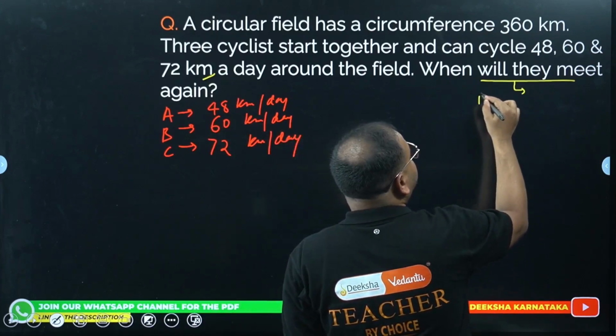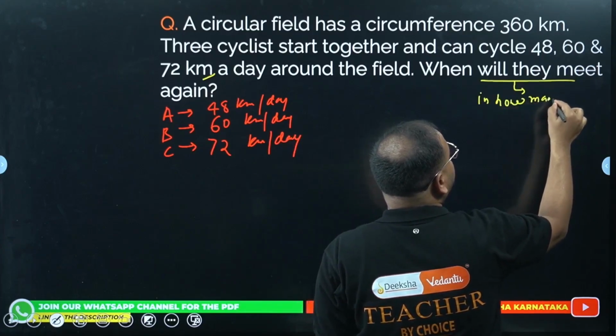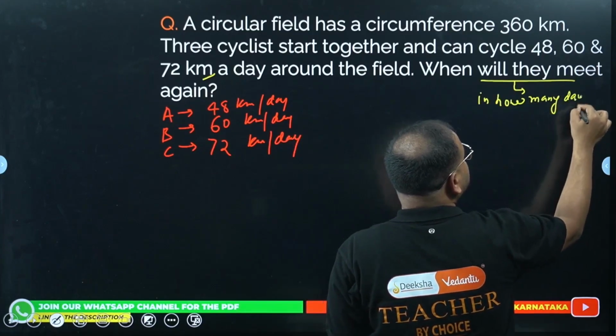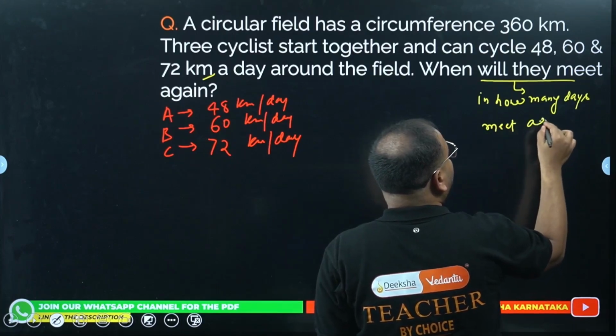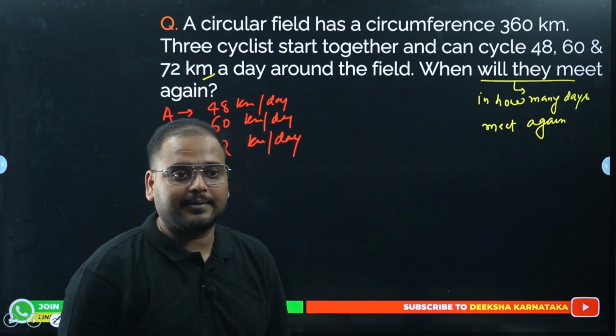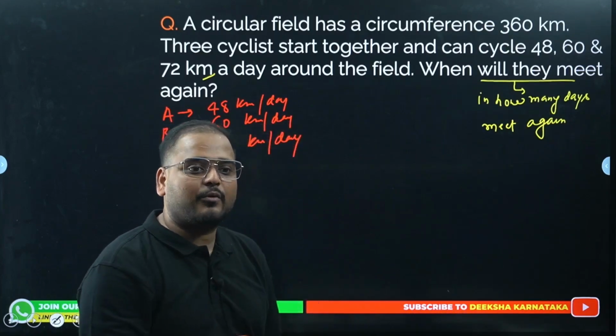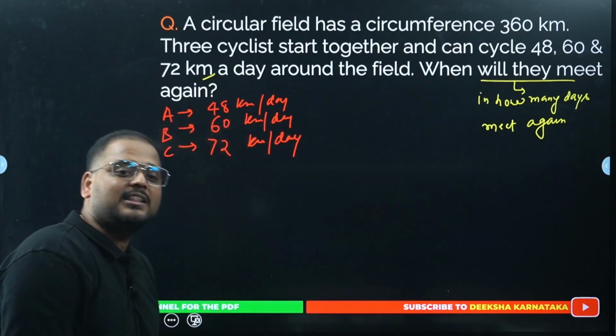So in how many days do they meet again? If that was written, then the question would have been simpler, right? So when will they meet again means in how many days they will meet again.